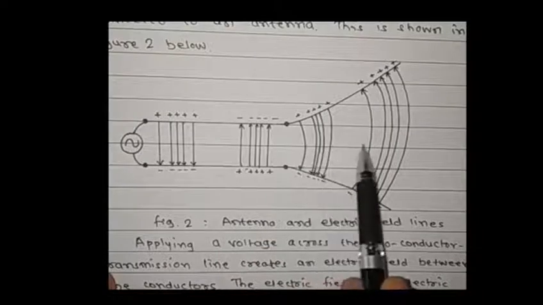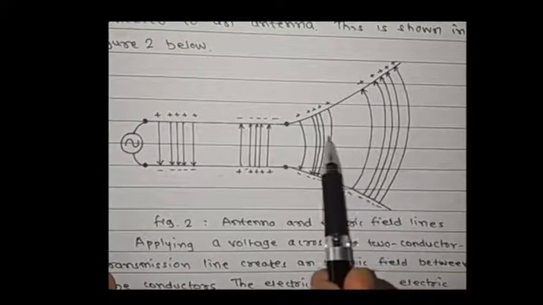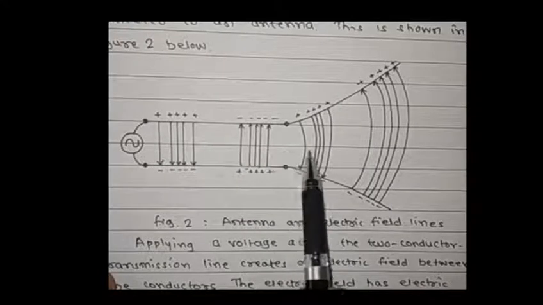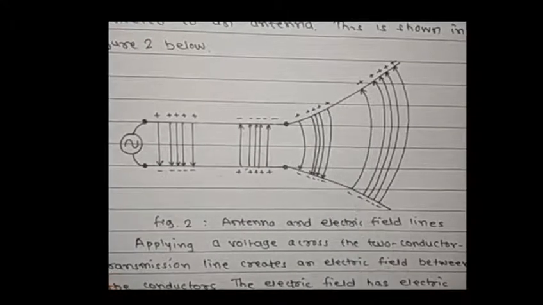As you can see, this portion is the transition portion in which the guided electromagnetic wave is getting converted into a free space wave. So how does this exactly happen?